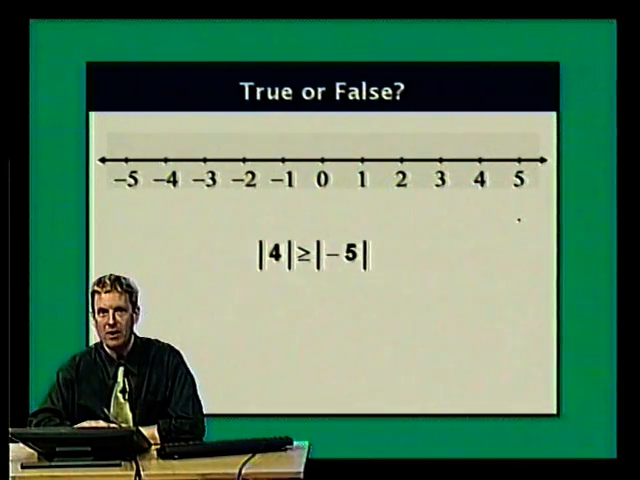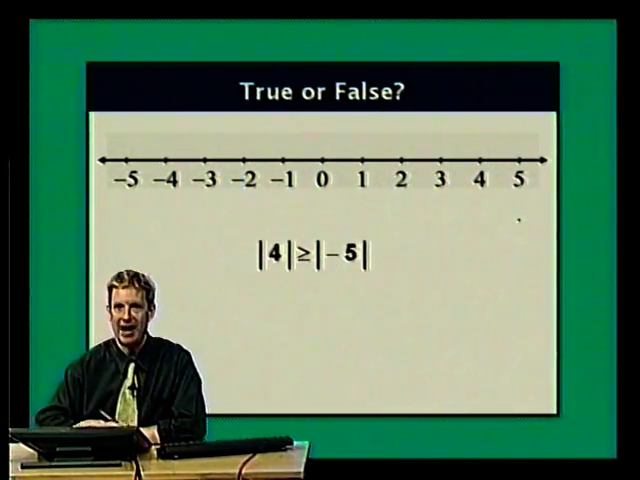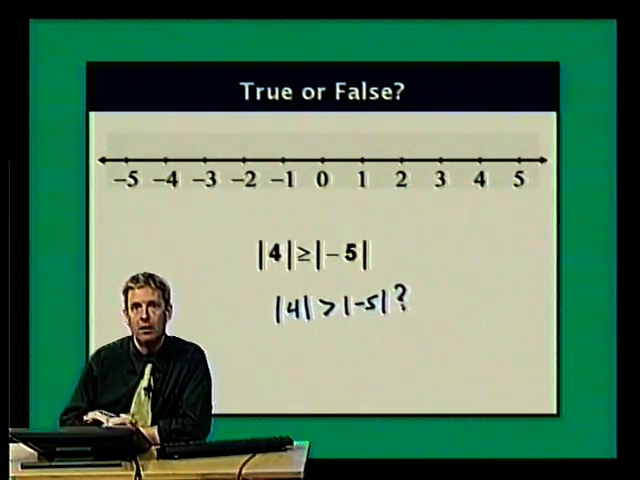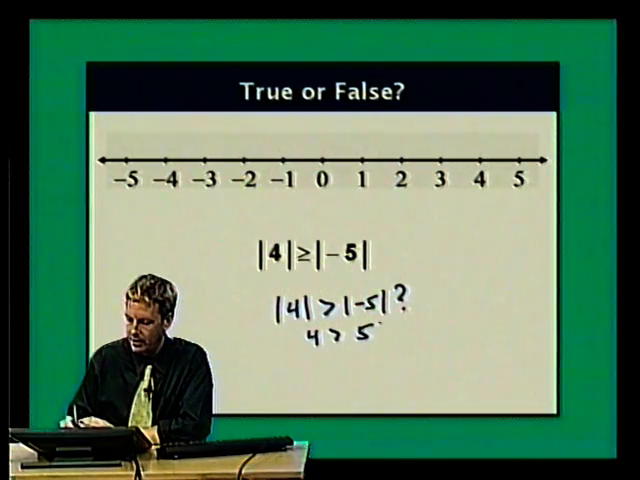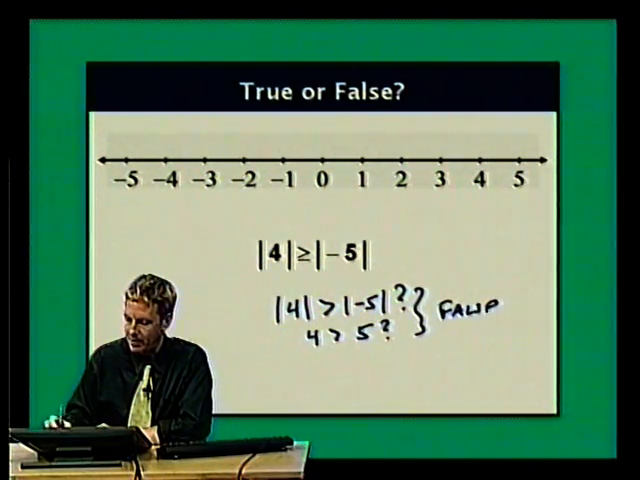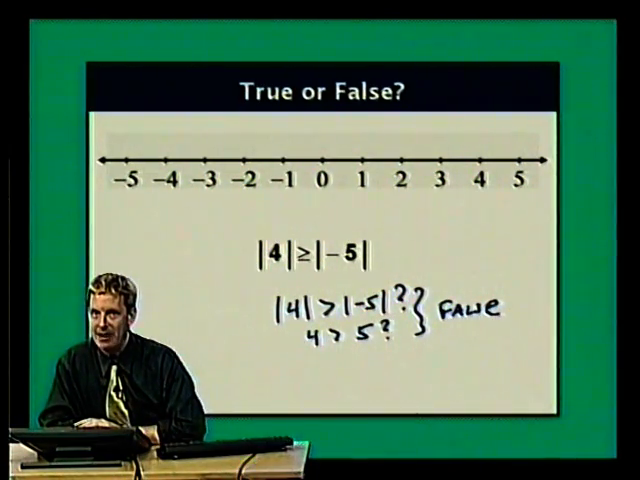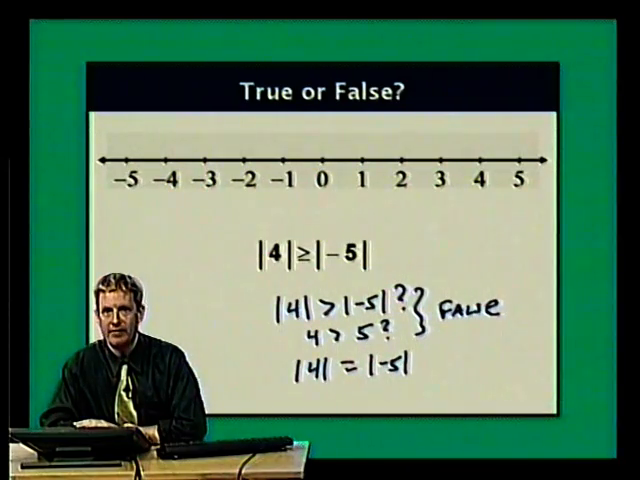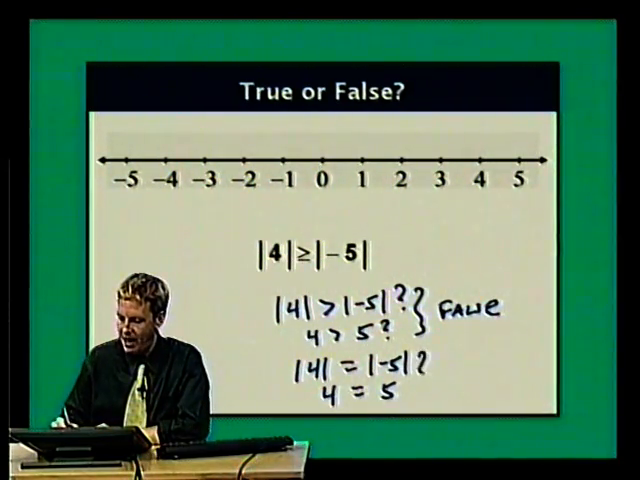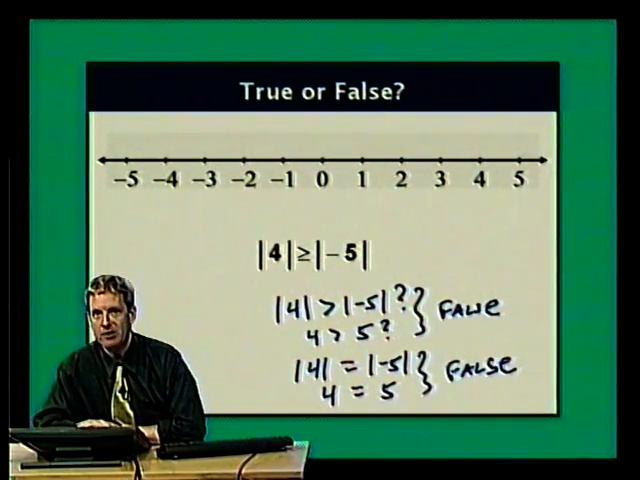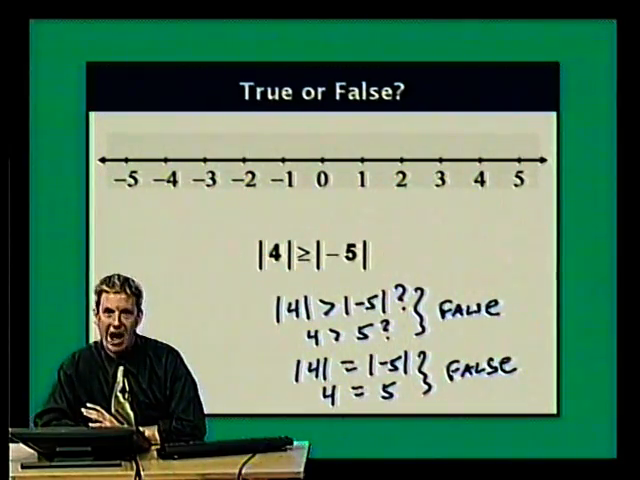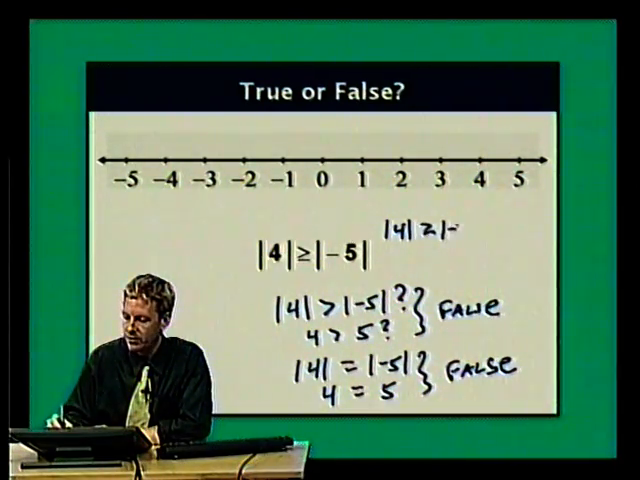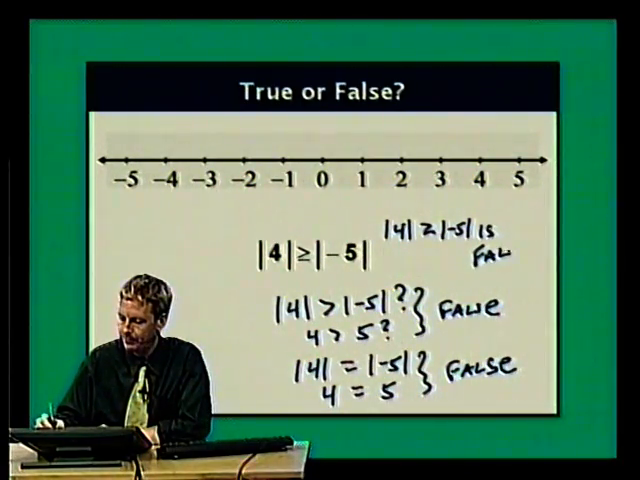How about the absolute value of 4 is greater than or equal to the absolute value of -5? What this is asking us is, is 4 greater than 5? That is a false statement. So the absolute value of 4 is not greater than the absolute value of -5. The absolute value of 4 equals the absolute value of -5. This is saying, does 4 equal 5? That's false. These two absolute values are not equal. So the statement that the absolute value of 4 is greater than or equal to the absolute value of -5 is false.